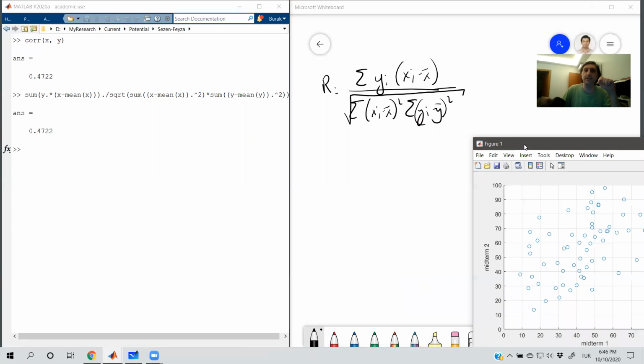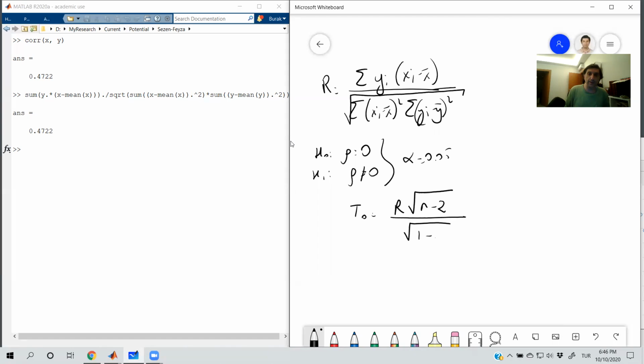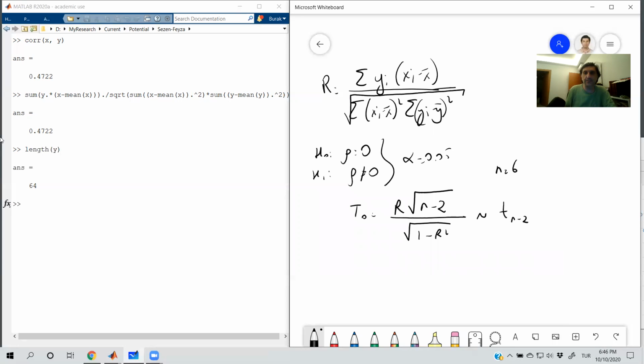So what we are going to do is construct this hypothesis test, whether rho is equal to 0 or whether rho is not equal to 0. Let's test this hypothesis at a 0.05 significance level. In this case, the statistic that we are going to use is r times the square root of n minus 2, divided by the square root of 1 minus r square. I should copy here because I forgot the equation. And this is going to be t distributed with n minus 2 degrees of freedom. By the way, what was n here equal to? Okay, n is equal to 64 here.